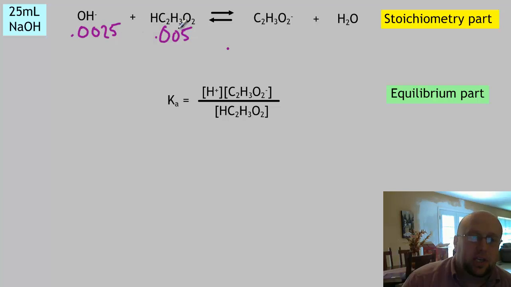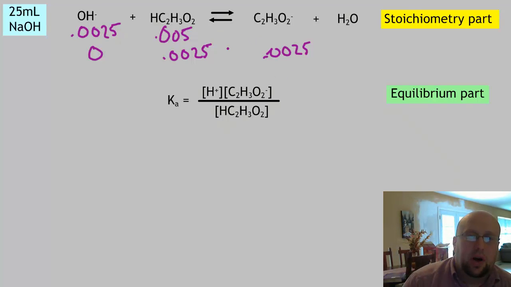And then, of course, since this is still bigger than this, we're going to neutralize some of the acetic acid, but not all of it, with the hydroxide. So we're going to end up with 0 hydroxide. We're going to end up with 0.0025 of the acetic acid, and we're also going to end up with 0.0025 of the actual acetate ion, right? Now, why is that? Well, because 1-to-1 ratio again, so we've got that.